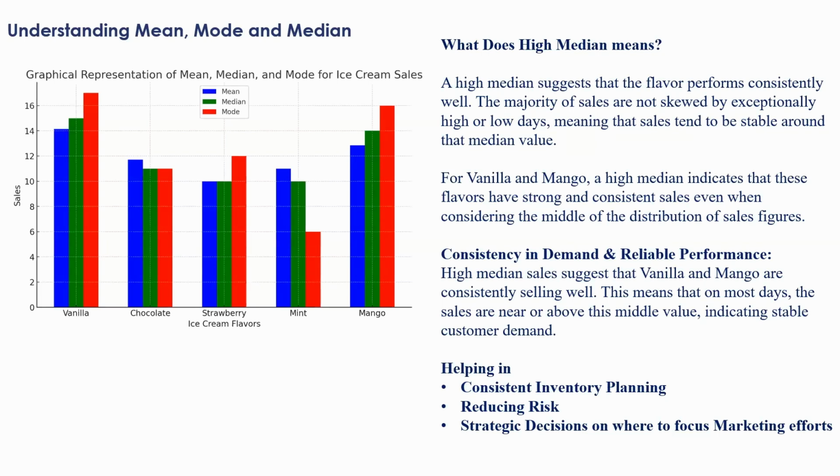Consistency, reliability, and stability. That means as a business owner, mango and vanilla, if I keep, I will not go wrong, because they are consistent in the demand. So I can safely increase their inventory. So stability, yes, Kishan, absolutely right. Stability is also very, very important. This median denotes consistency and stability.